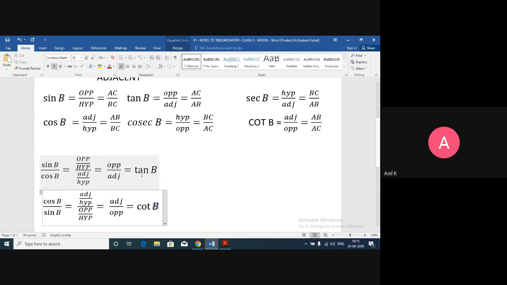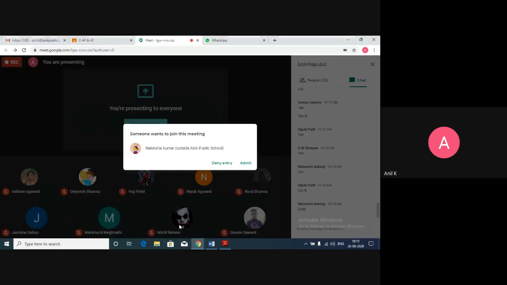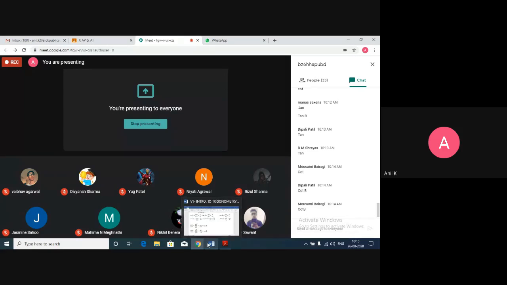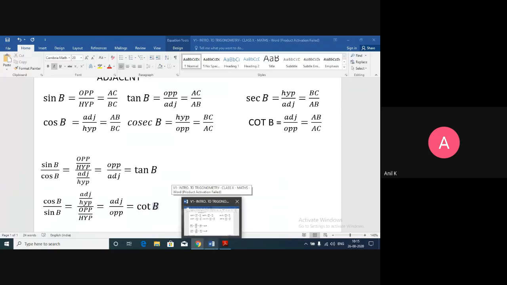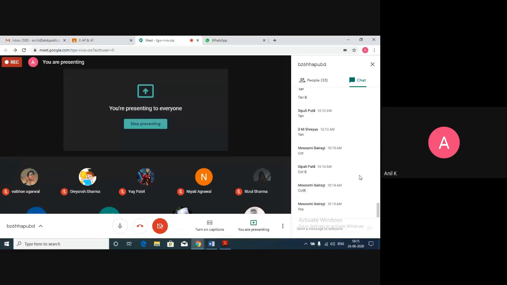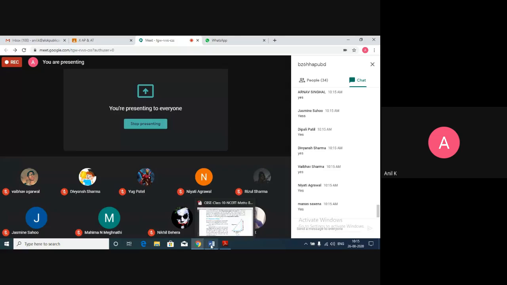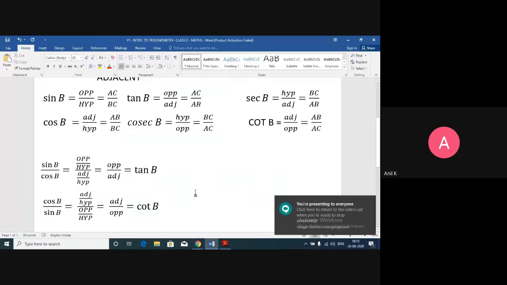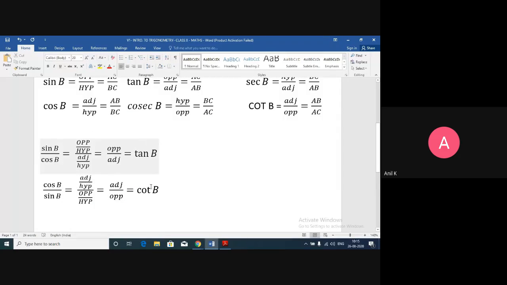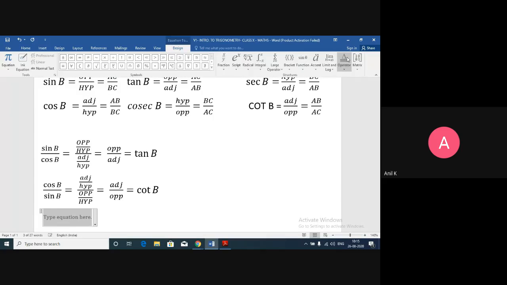So can I conclude tan B is the reciprocal of cot B, or cot B is the reciprocal of tan B? Can we say that? Yeah, you have given the answers. So can we say tan is the reciprocal of cot and cot is the reciprocal of tan? Say yes or no? Yes. This is the second formula. Cos upon sine is cot. Sine upon cos is tan. Now we are going to the third formula, which is: the reciprocal of one is the other.